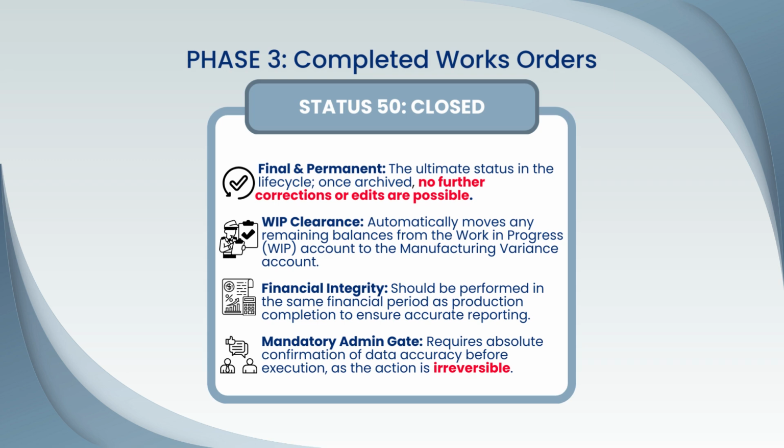On this status, the system will move any remaining value on the works order out of the WIP account to the manufacturing variance account by means of a journal entry in the accounting system. Therefore, this is a necessary step and should ideally be performed in the same financial period in which the works order was actually completed.